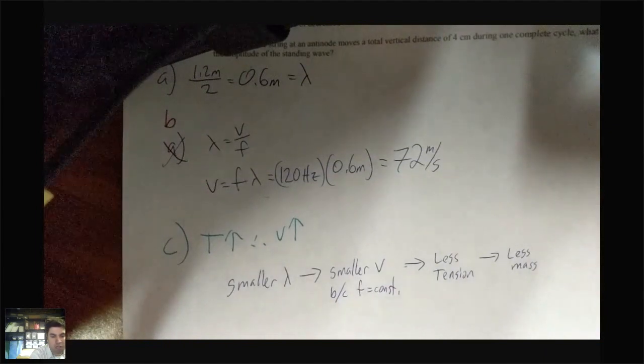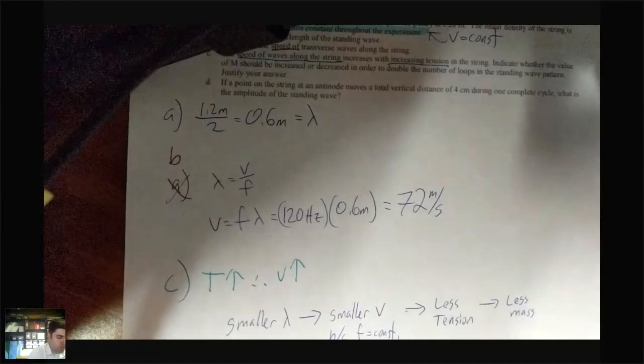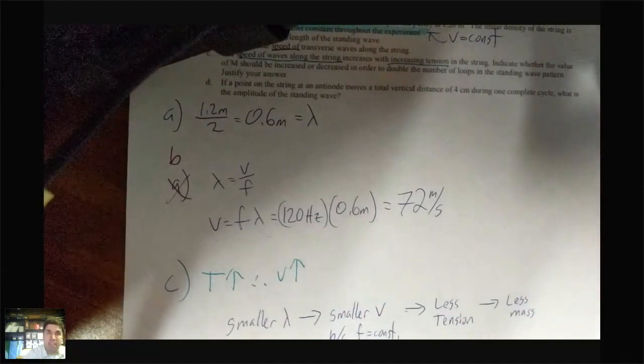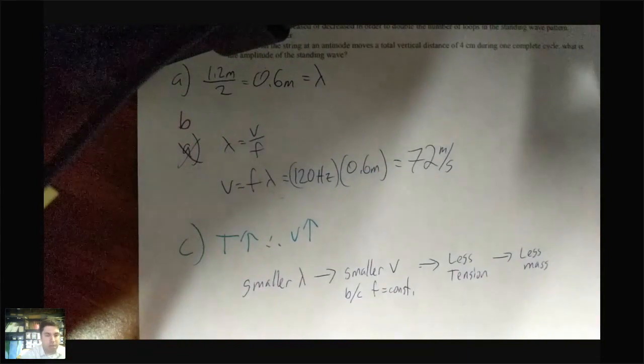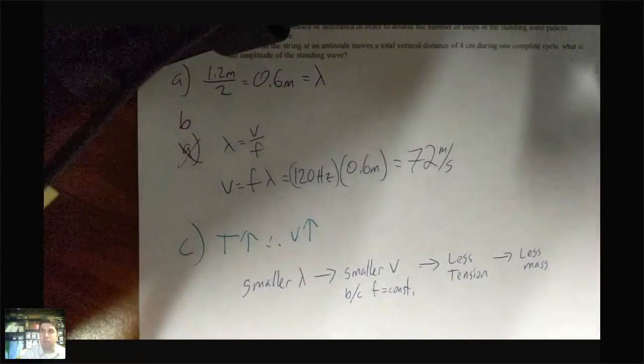All right. So if I wanted to put that into a nice paragraph sentence, this particular exam question didn't have the paragraph response. We know the AP exam does. This is one where I would say something like, in order to make more loops, the wavelength must be decreased. Because of v equals f lambda, the only way to make the wavelength decrease is to decrease the velocity of the wave, because the frequency of the tuning fork is constant.